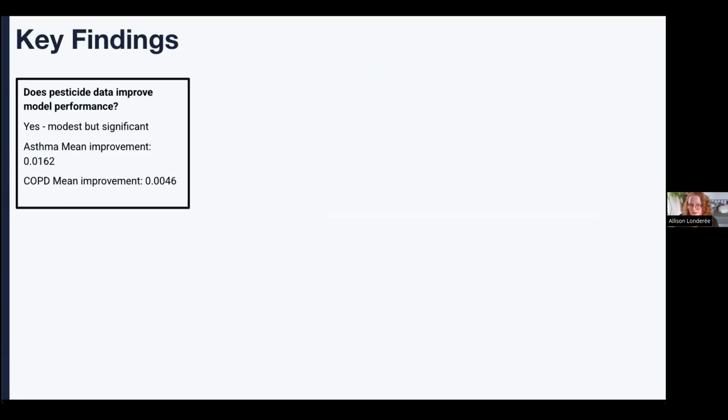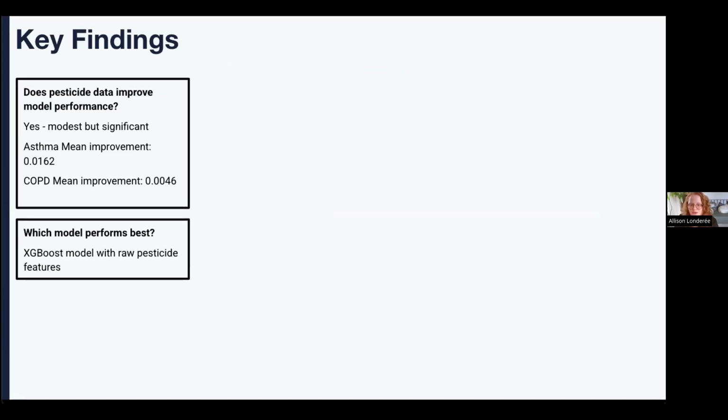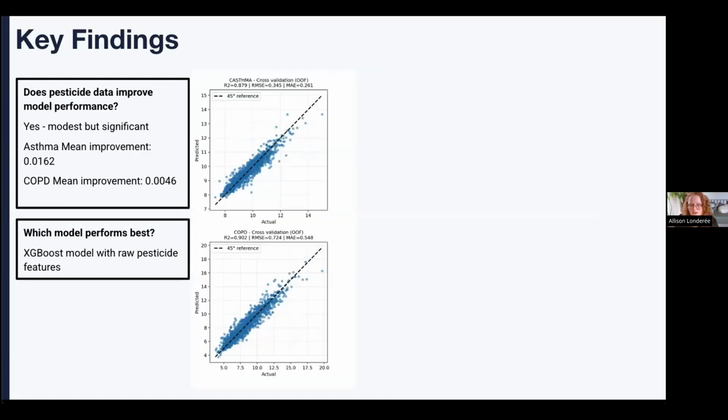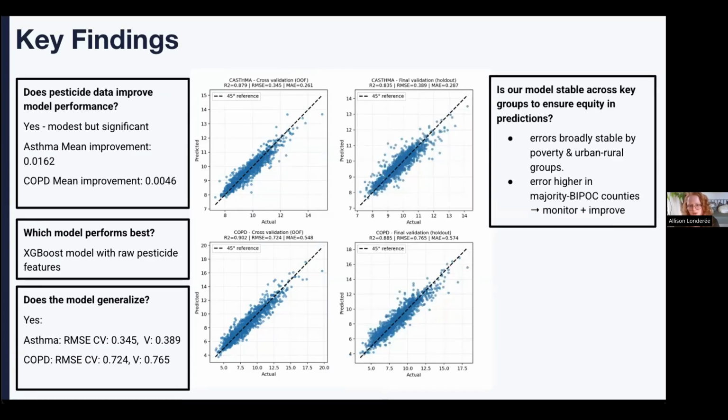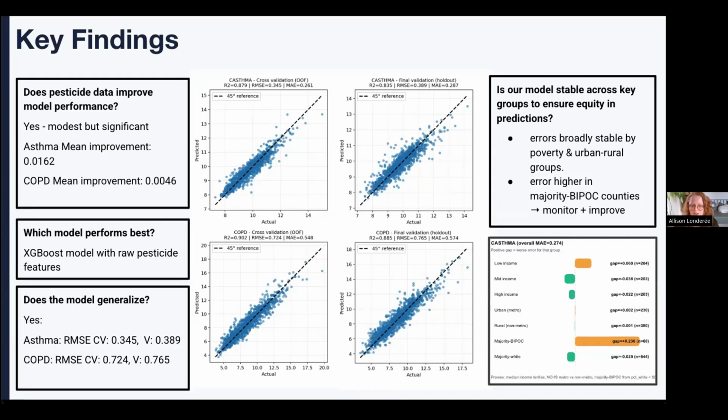We asked three questions. Does pesticide data help? What model works best? And does performance generalize? So first, yes, pesticide data improves predictions. There's real environmental signal there. Second, XGBoost with raw pesticide features performs best out of the models tested. And third, the model generalizes well. From an equity lens, errors are stable across income and geography, but there are higher errors in majority BIPOC counties, something to keep in mind when interpreting and using this model.